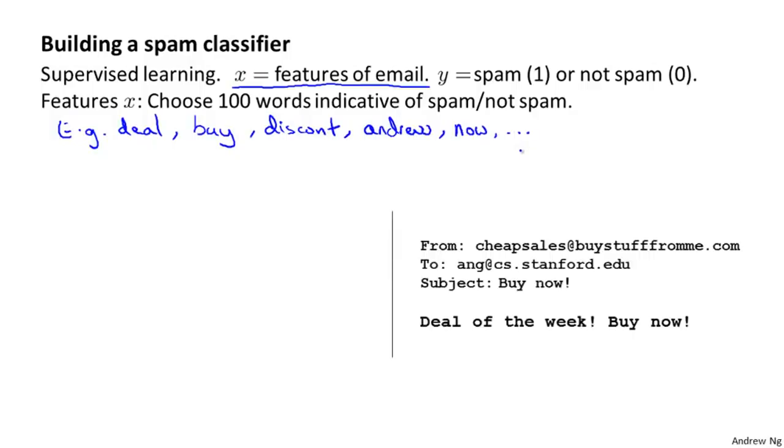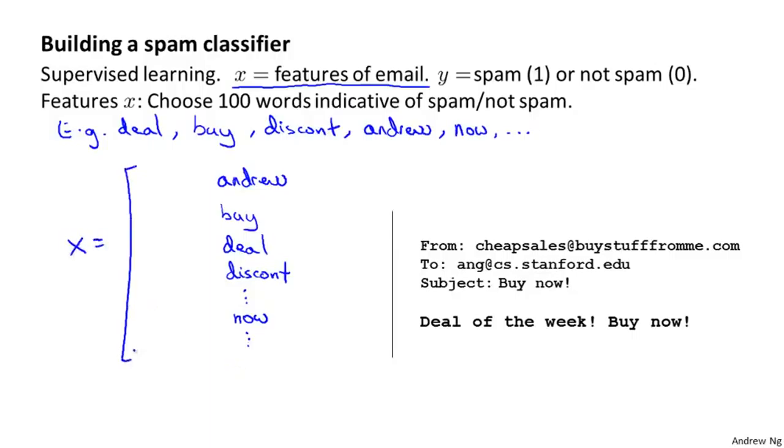Given a piece of email, we can then take this piece of email and encode it into a feature vector as follows. I'm going to take my list of 100 words and sort them in alphabetical order, say. Doesn't have to be sorted, but here's my list of words, and so on, and eventually I'll get down to now, and so on. And given a piece of email like that shown on the right, I'm going to check and see whether or not each of these words appears in the email, and then I'm going to define a feature vector x, where in this piece of email on the right, my name doesn't appear, so I'm going to put a 0 there.